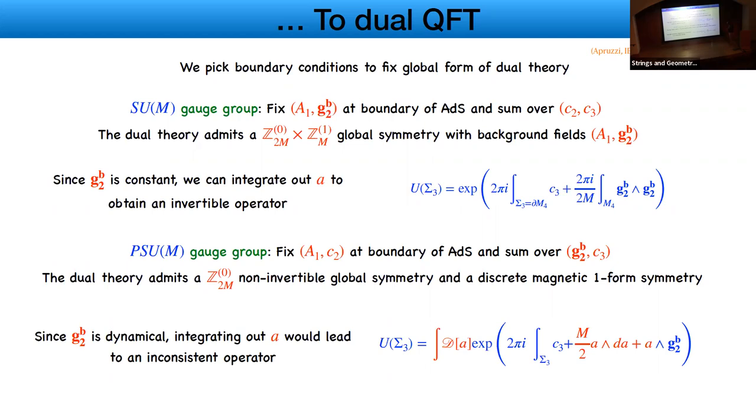If I have to sum over G2B, I cannot simply replace it with a constant. In that case, I have a full non-invertible operator that goes all the way to the boundary of the space, which is non-trivial, right? So these are the two differences here. And the difference here is just a choice of a boundary condition. The boundary condition in the first case is such that I can throw away this G2B data because it's a constant phase to the operator. But in the second case, I cannot throw it away because it's a part of a dynamical field which I have to sum over in the path integral in quantum gravity. And in that case, I get a genuine non-invertible symmetry that survives to the boundary.